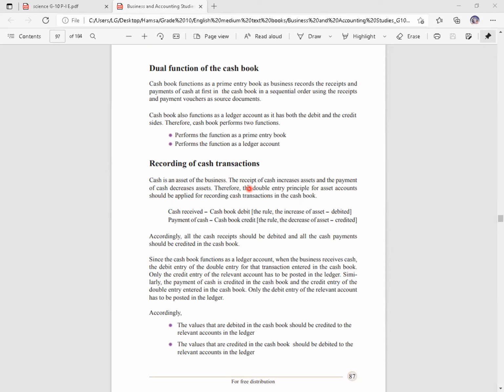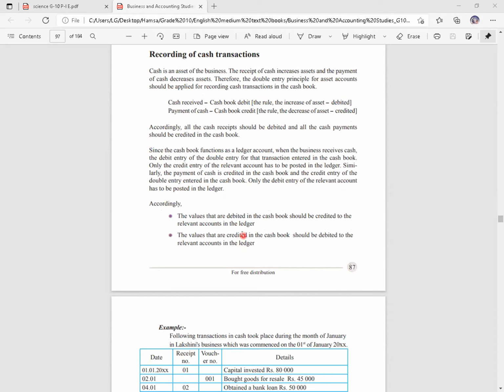Why are you debiting there? Because your asset has increased, right? That's what you're debiting. Okay. Payment of cash, cash book credit. Why? It is causing the decrease of asset. So when you do a payment, it will decrease your asset, so you're recording it on the credit side, right? Accordingly, all the cash received should be debited and all the cash payments should be credited in the cash book, right?